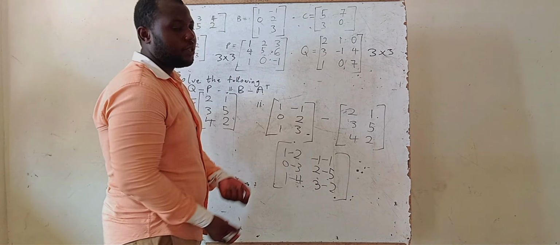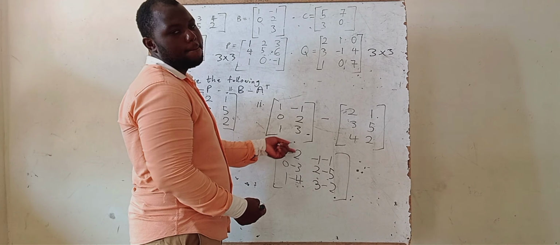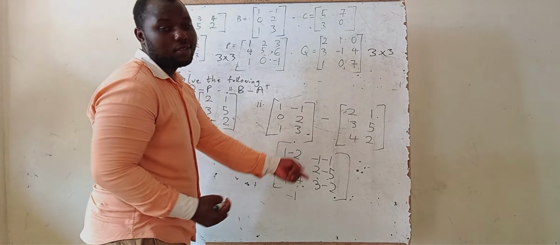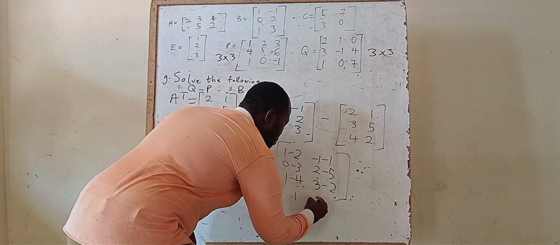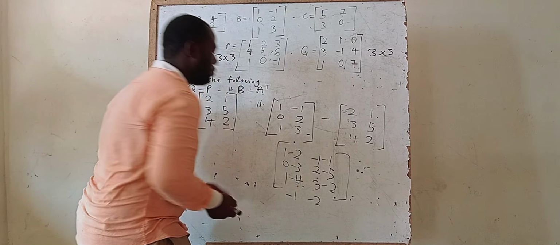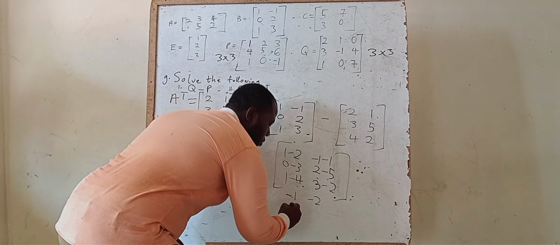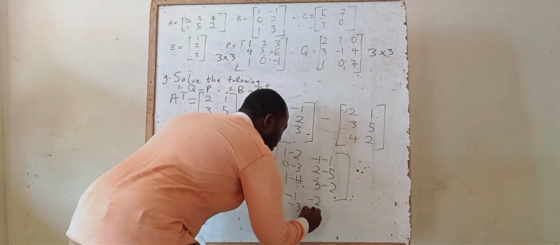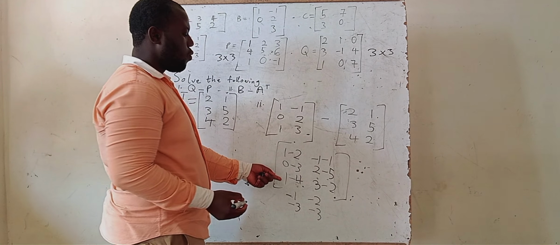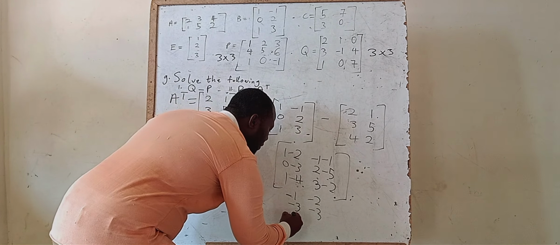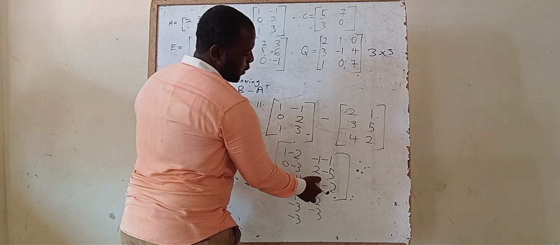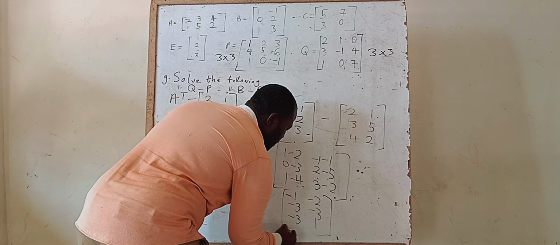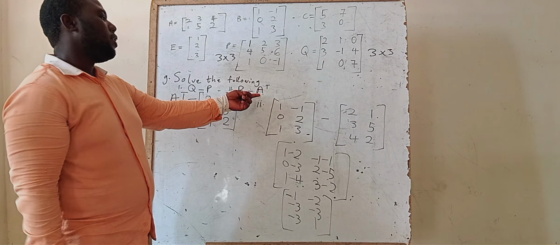Then we go ahead and simplify. So 1 minus 2 will give you what? Minus 1. Negative 1 minus 1 will give you minus 2. 0 minus 3 will give us minus 3. 2 minus 5 will give us minus 3. 1 minus 4 will give us minus 3. 3 minus 2 will give us 1. So this is the result for B minus A transpose.